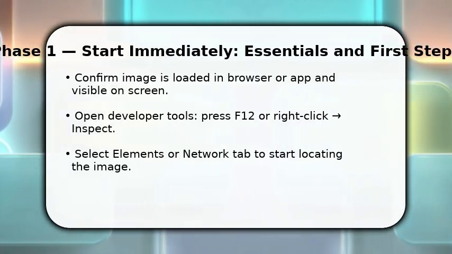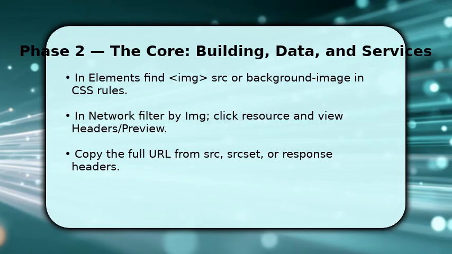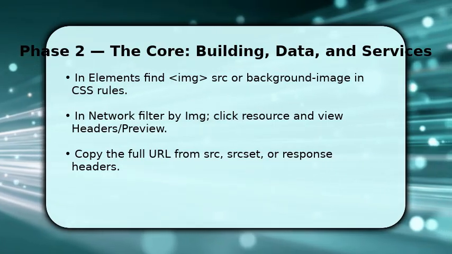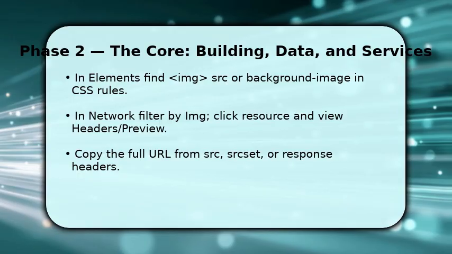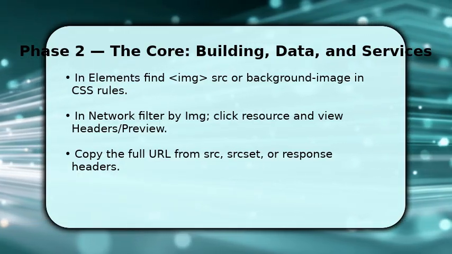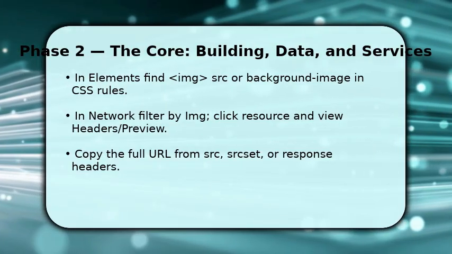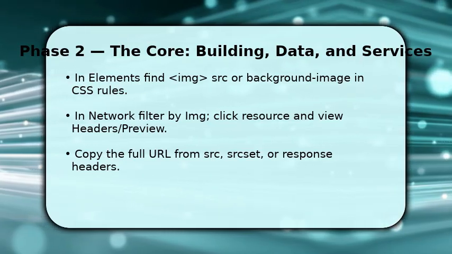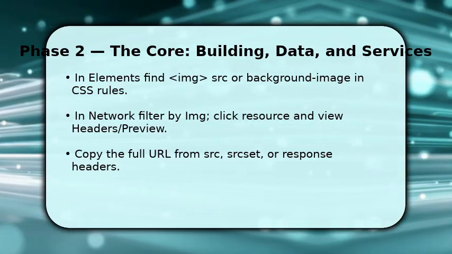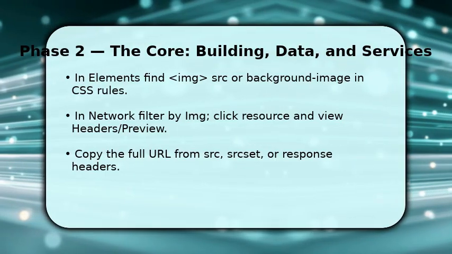You now pinpoint the source. In Elements, inspect the img tag for src or srcset attributes. In CSS, check background-image properties, which often contain a URL. If that fails, use Network, filter by img, then reload and click the expected asset to view headers and preview. Once visible, right-click the resource or use the context menu to copy the full URL. Remember, srcset can contain multiple.